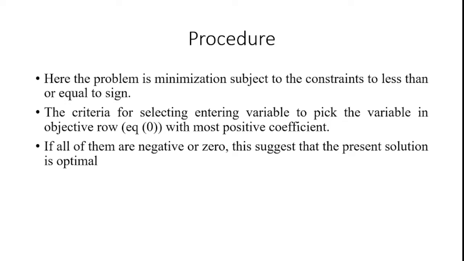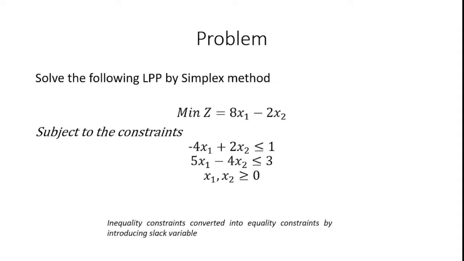So how can we solve the problem in a practical manner? Let's see. The problem is: solve the following linear programming problem by the simplex method. Minimization of z equals 8x1 minus 2x2, subject to the constraints minus 4x1 plus 2x2 less than or equal to 1, 5x1 minus 4x2 less than or equal to 3, and x1 and x2 greater than or equal to 0.